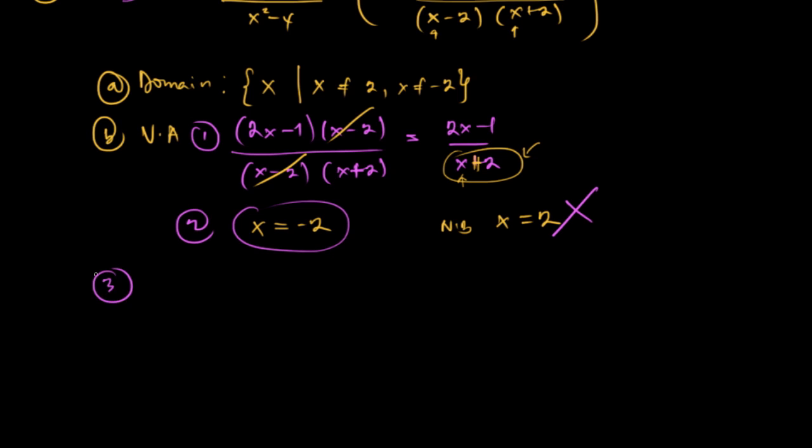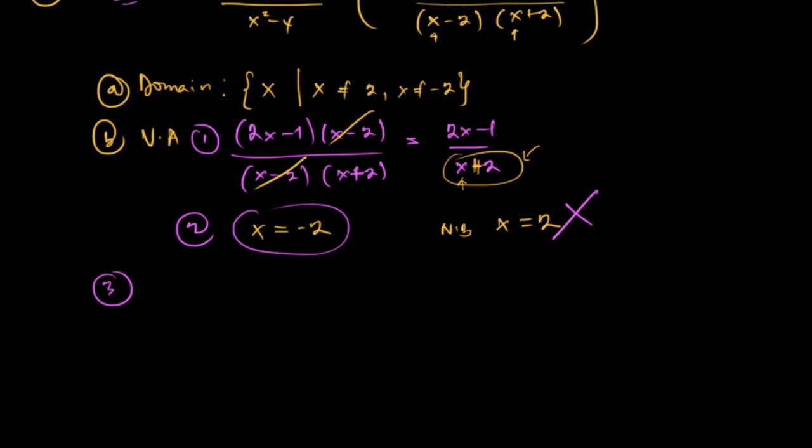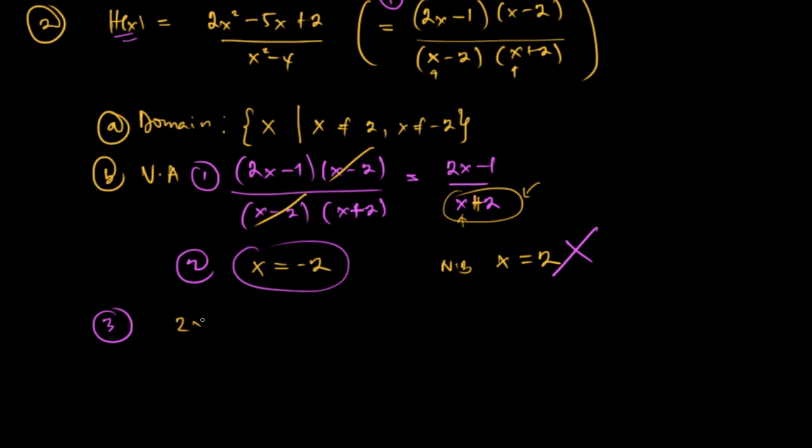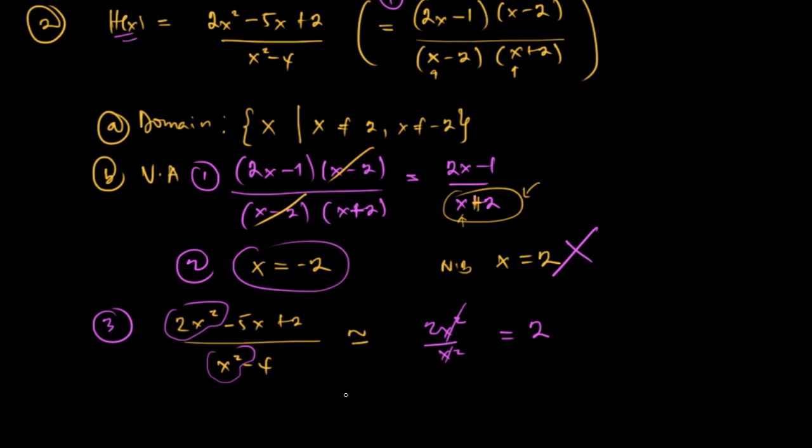And then lastly, to find the horizontal asymptote, the rational function that we have is 2x squared minus 5x plus 2 divided by x squared minus 4. We want to find the long-term behavior of the rational function. The very first thing is we approximate it by its leading term. So this is the leading term and this is the leading term. That's going to be 2x squared divided by x squared. So this goes off and what we obtain is 2. So y equals 2 is your horizontal asymptote, and that completes the problem.